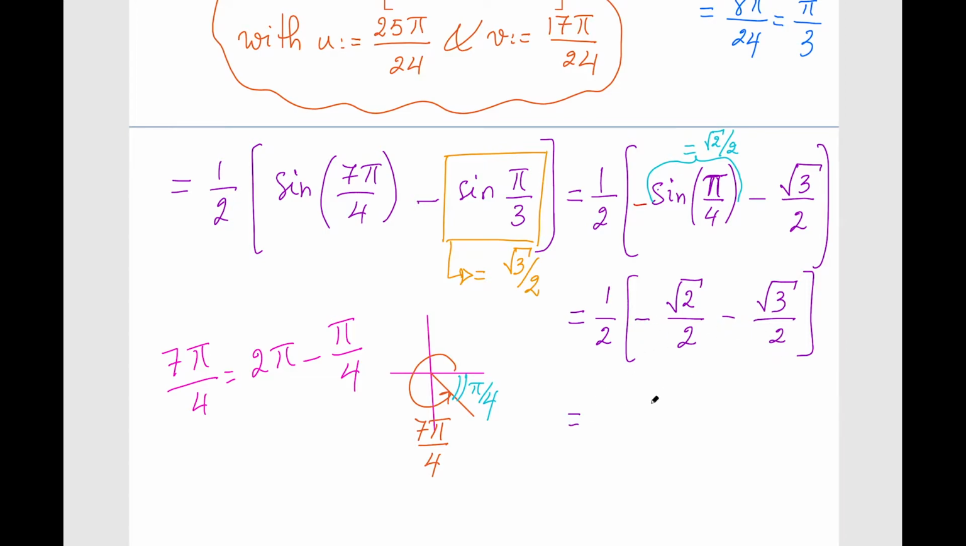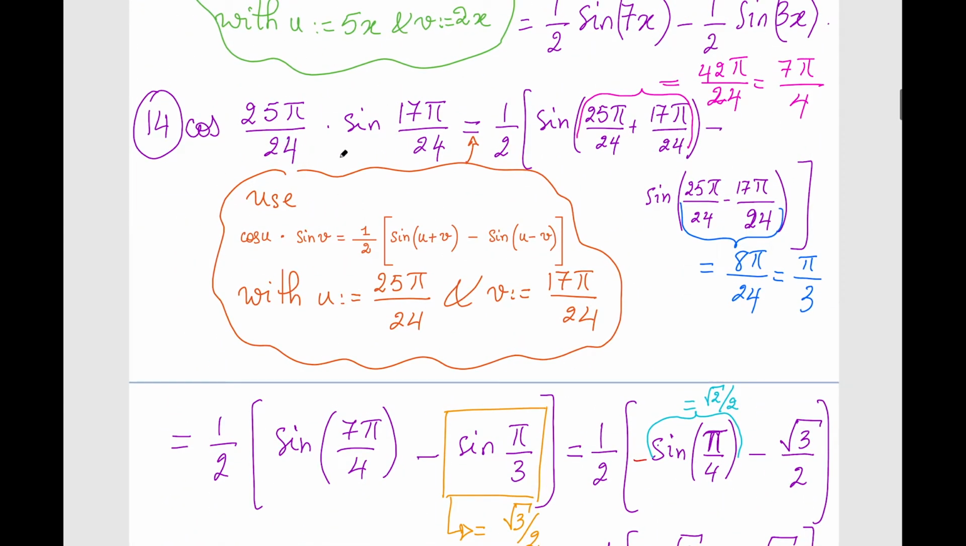And if you put them together, you get this is over 4 with a minus sign, square root of 2 plus square root of 3 upstairs, right? So I factored out negative, I got it here, and then I add them up. This becomes square root of 2 plus square root of 3 over 2, and then multiply the 2 with the 2, you get the 4. So that quotient is the exact value of cosine of 25 pi over 24 times sine of 17 pi over 24. Okay.